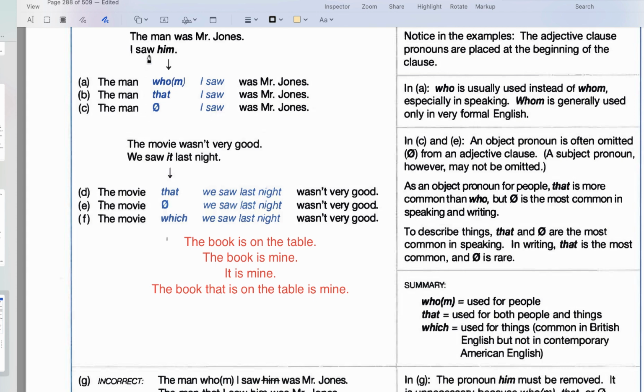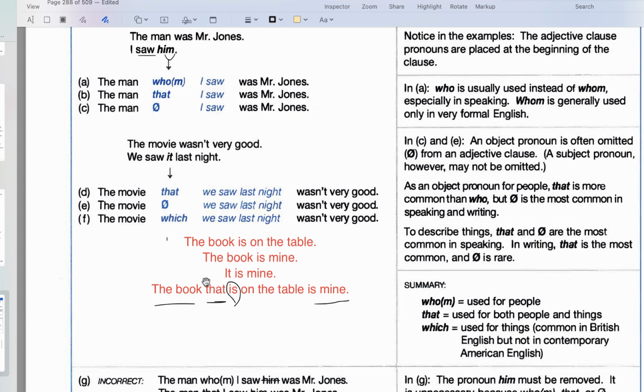okay, the man, or I saw him, or I saw Mr. Jones, if it comes after that verb, now we have an object adjective clause. If it comes before, we have right here. If it comes before the verb, which is here, is, and this represents the book, right? The book on the table. So the book that is on the table is mine. The book is mine is the main clause.